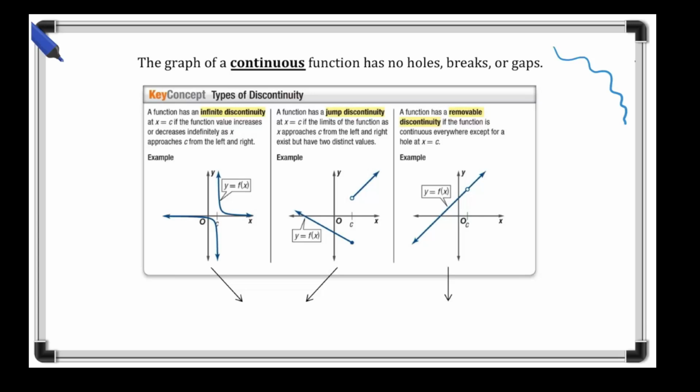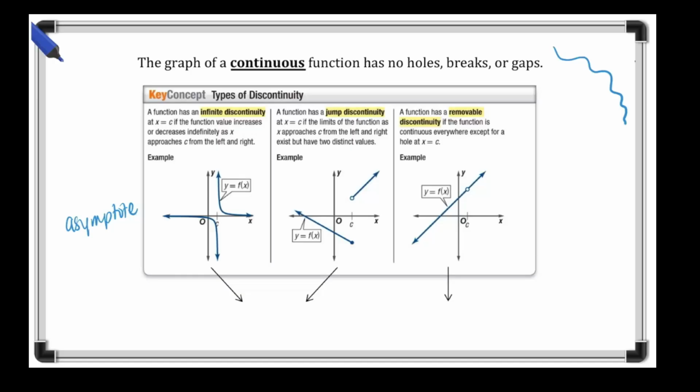Now, to better understand continuity of functions, it's actually going to help us to understand the different kinds of discontinuities that can occur. So the first one is called an infinite discontinuity. It happens at a specific x value, and the function value either increases or decreases indefinitely as x approaches that particular value from the left and from the right. So you can really think about this as having an asymptote there. That's the easiest thing for you to sort of imagine.